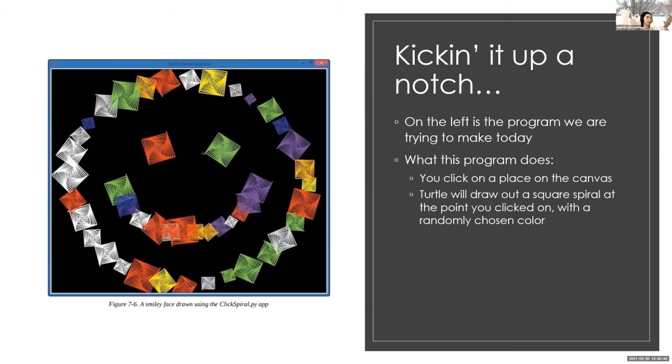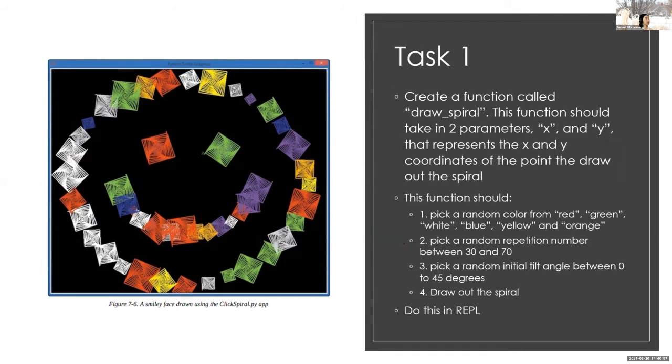Is that clear? Yeah. Okay. So in order to make this program, we need to split it up into 2 steps. And let's worry about them one by one. The first step, which is something you are pretty familiar with, is to create something that will help you draw the spiral out.